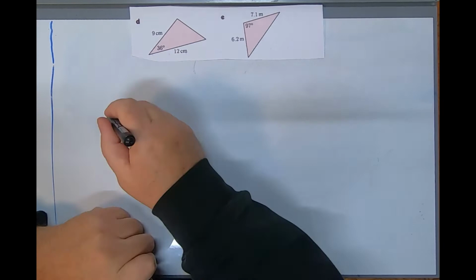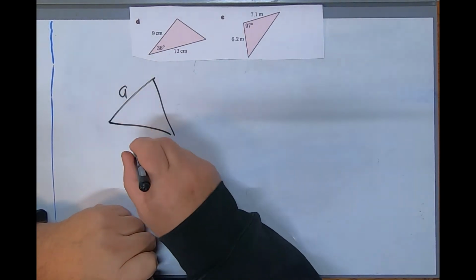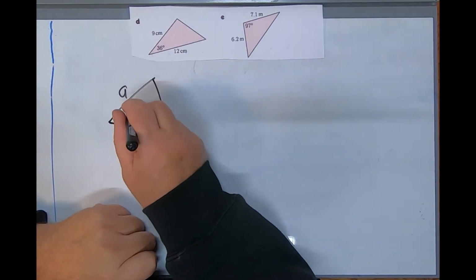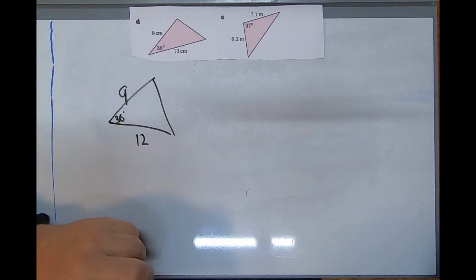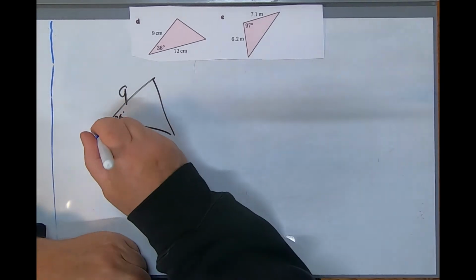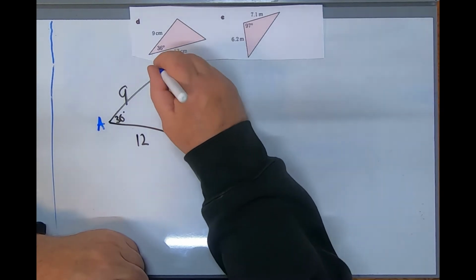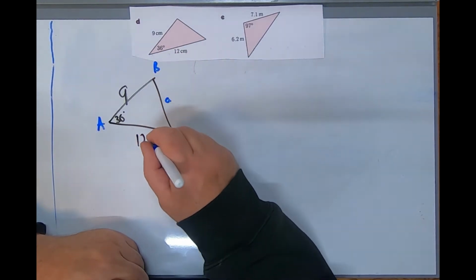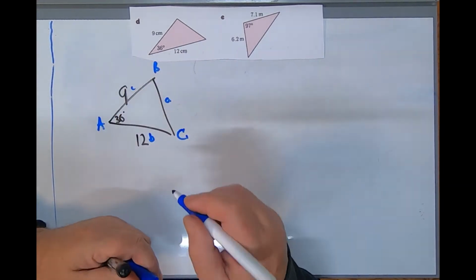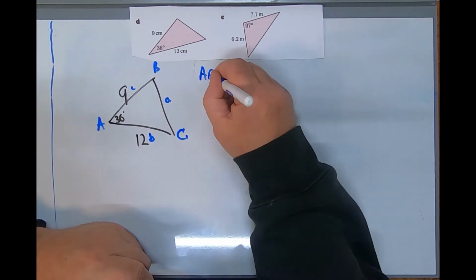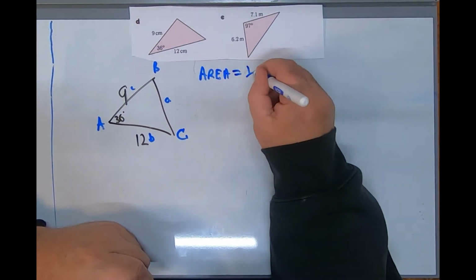Okay, continuing on with finding the area. Now it doesn't actually say that here, but we'll draw our pictures. 9, 12, angle is 36. Coming along using the new labelling system. Now, we're going to use this labelling system, capital A, little a. Capital B, across is little b. Capital C, across is little c.